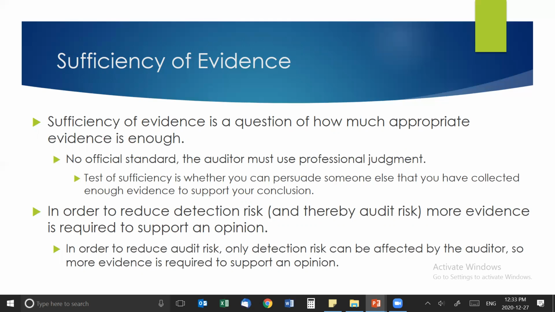In order to reduce detection risk, which thereby reduces audit risk, more evidence is required to support an opinion, right? So if your detection risk is low, we need more evidence. So that was from chapter 6. So in order to reduce audit risk, only detection risk can be affected by the auditor. So then more evidence is required to support the opinion. Okay, so go back to detection risk to see how much evidence is enough evidence.